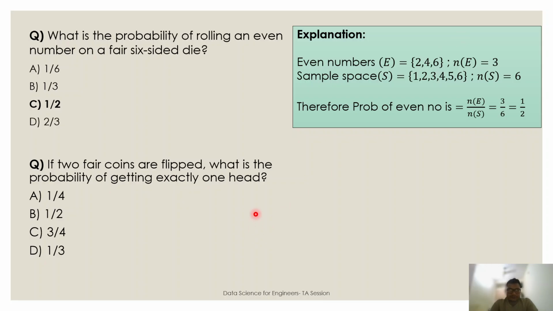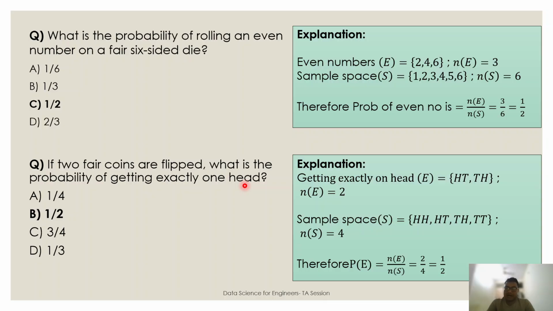Moving towards our second question. If two fair coins are flipped, what is the probability of getting exactly one head? Right now I am throwing two coins together. First I will throw one and then I will throw another. What is the probability of getting exactly one head out of it? Most of you answered B and A. Those who answered A, let's understand why it's not A.